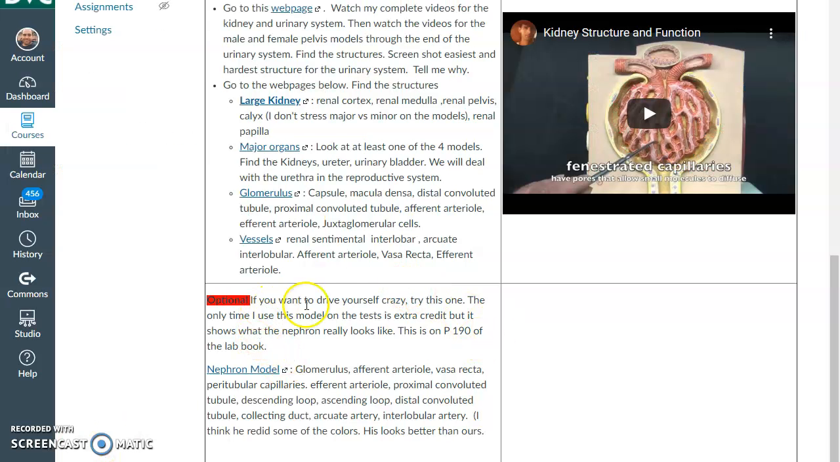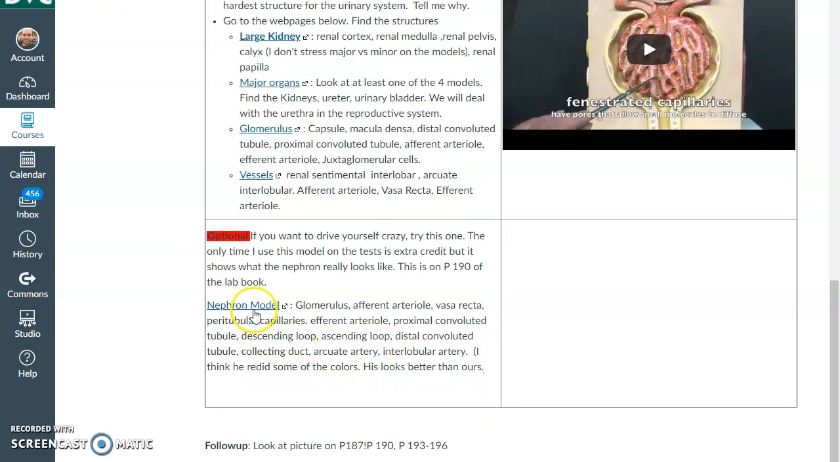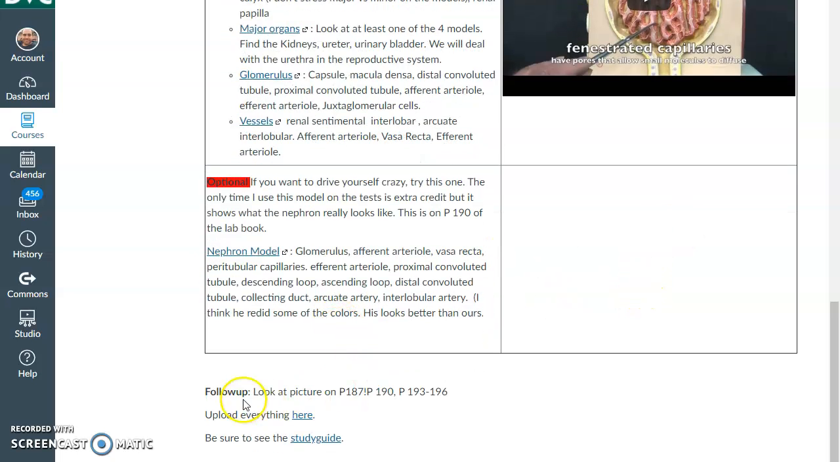If you want to drive yourself crazy, look at the nephron model in the textbook on page 190. I have asked every single one of my students, and it's unanimous, they hate this model. So I'm not going to test you on that model, it just gives you an idea of what the nephron actually looks like. Then follow up with pages 197, 190, 193, and upload everything in one place.